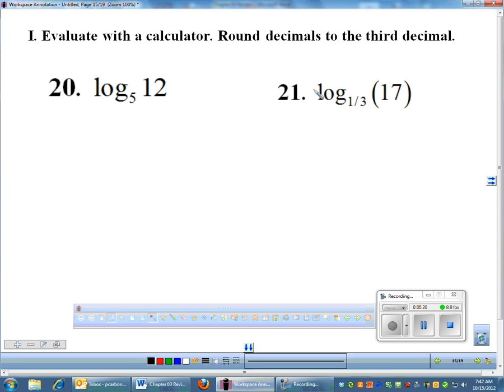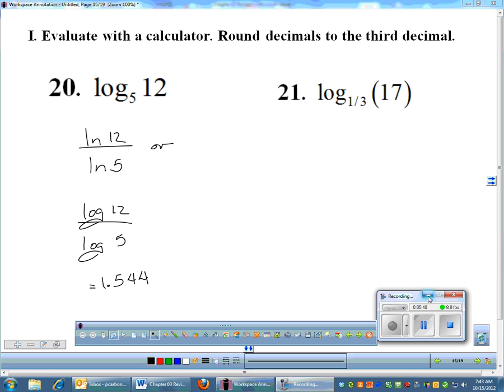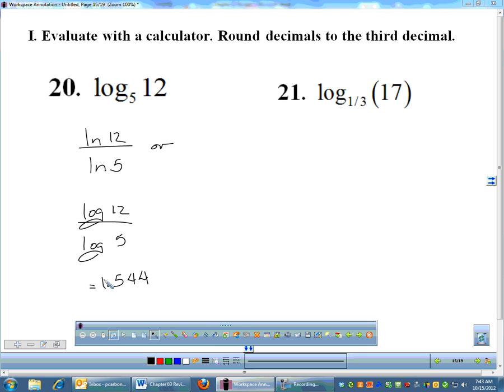Evaluating with the calculator. Now these problems you just punch straight into a calculator. There is a change of base formula, and the way you'll do this is you will type in log base 5 of 12 is the same thing as the ln of 12 over the ln of 5, or you could do it as log of 12 over log 5. Either one works because your calculator has both of those buttons on it. You just punch those in the calculator. And when you punch in this first one, you get 1.544.